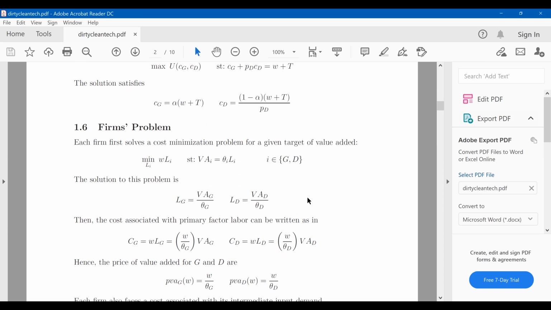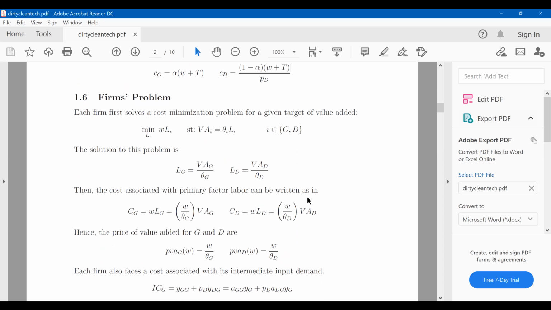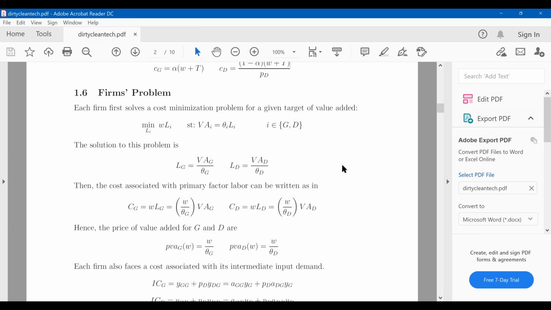And then we have the firm's problem. Now, in the firm's problem, remember, this is straight from your textbook, the same methodology. Of course, I just solved this; this is an example I just wrote. But the solution technique is the same. First, I look at the cost. Remember, we minimize the cost given a value-added target, right?